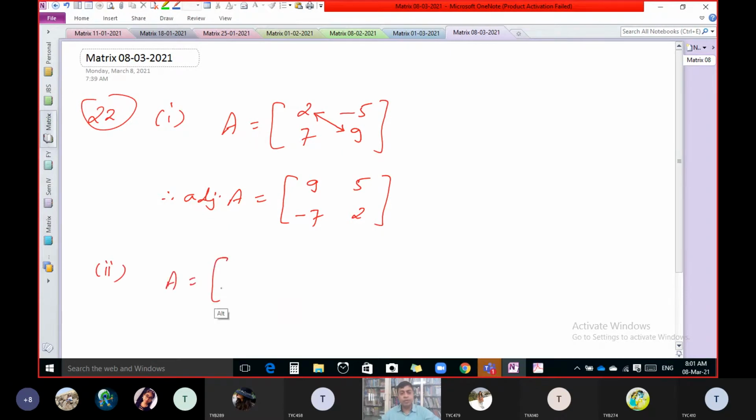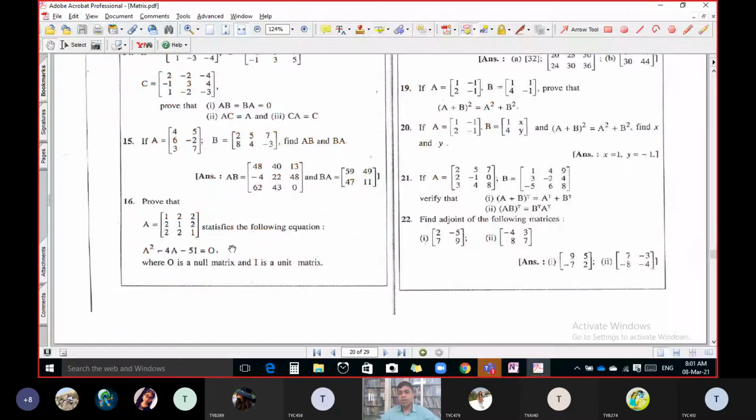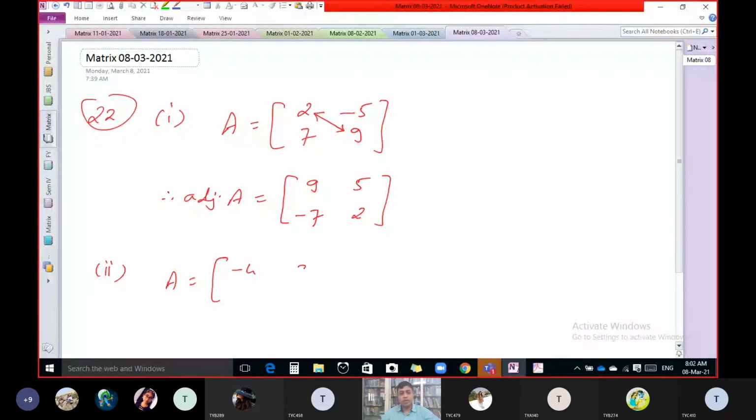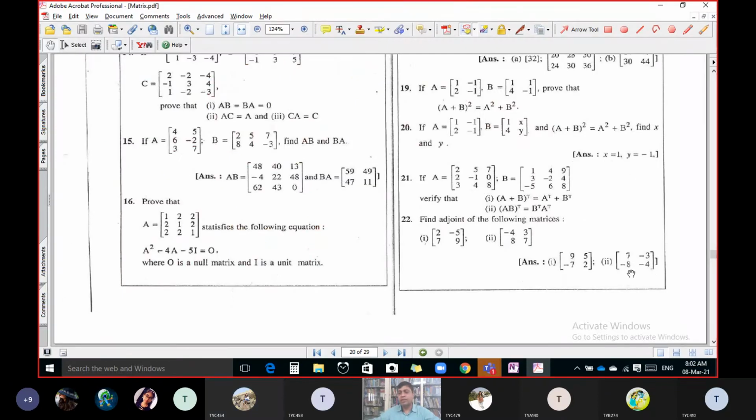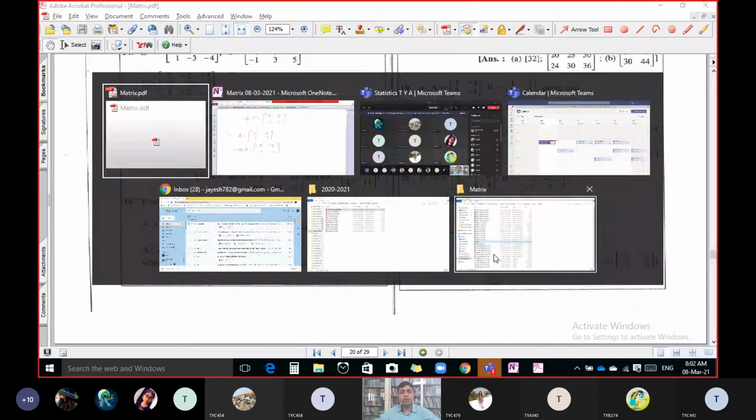Similarly, the second question. A equal to minus 4, 3, 8, 7, and we have to find the adjoint of A. So tell me the answer in the first row. What would we write? 7, minus 3. Correct. And in the second row, minus 8, minus 4. Correct. And that is the answer: 7, minus 3, minus 8, minus 4. That is the adjoint of A.